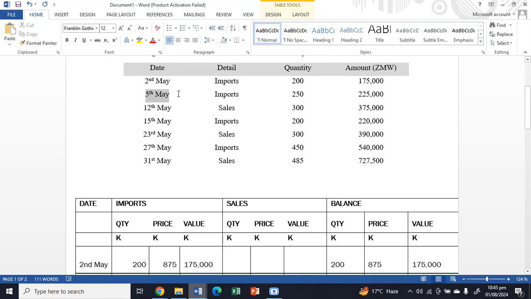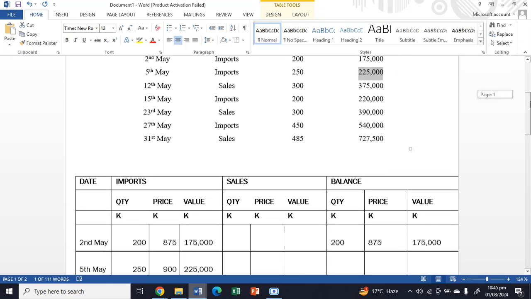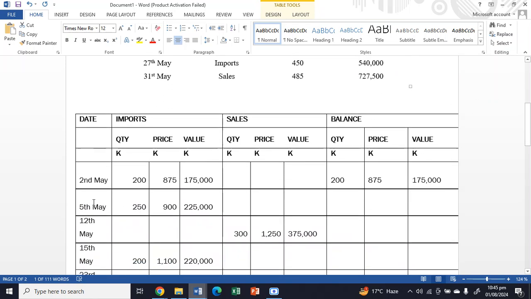Next transaction is for the 5th of May. Imported 250 goods and paid a total of 225,000 kwacha. So we come to our table here, 5th May, got a total of 250 goods, paid a total of 225,000. So the price for each unit, you say 225,000 divided by 250. So you get 900.